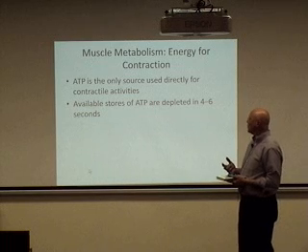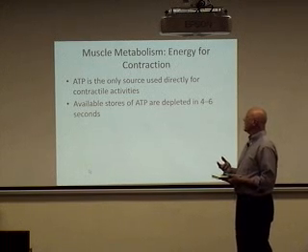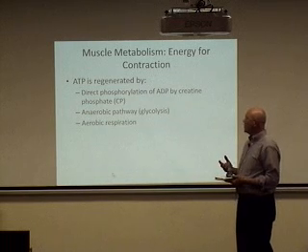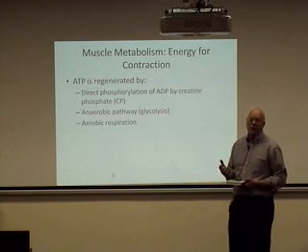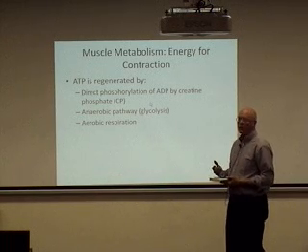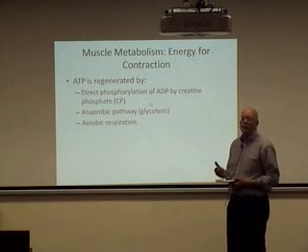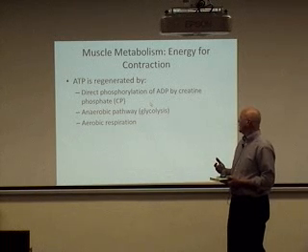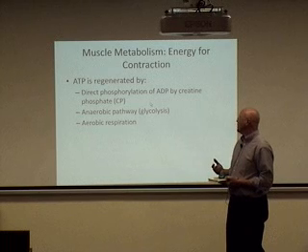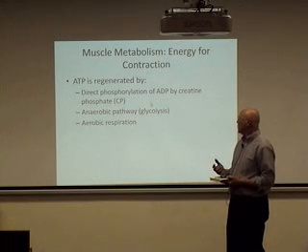In order for the muscle to contract, it needs to use ATP. Where does the ATP come from? There are three ways that we can generate ATP in the muscle. One of them is direct phosphorylation, where we use creatine phosphate. We link creatine phosphate with ADP to form ATP.